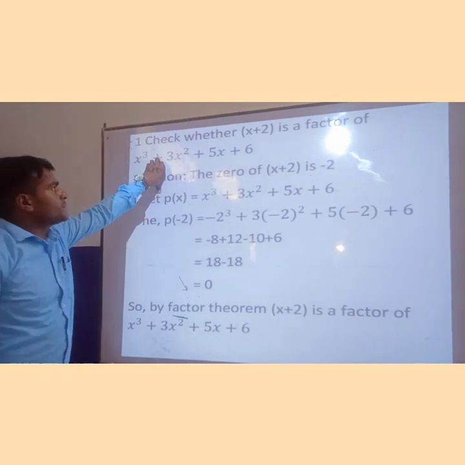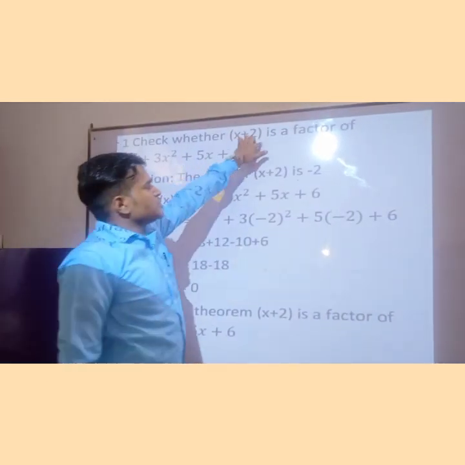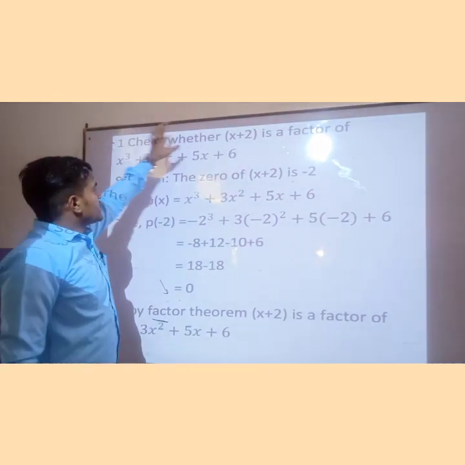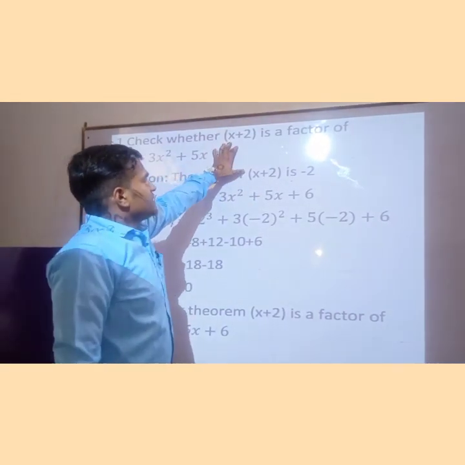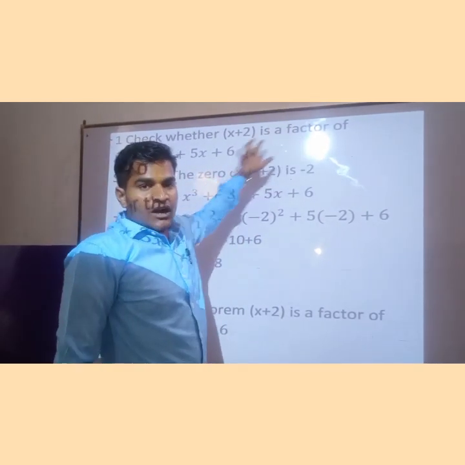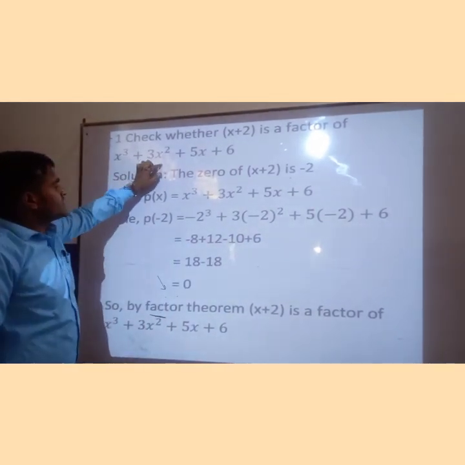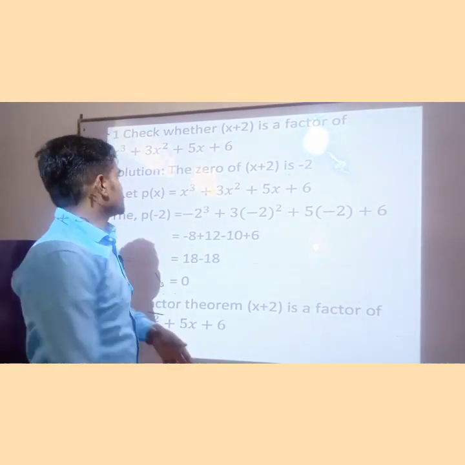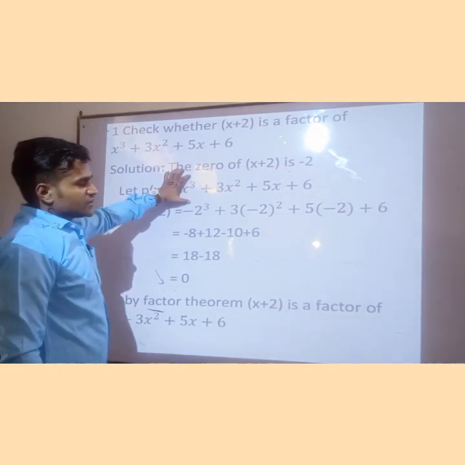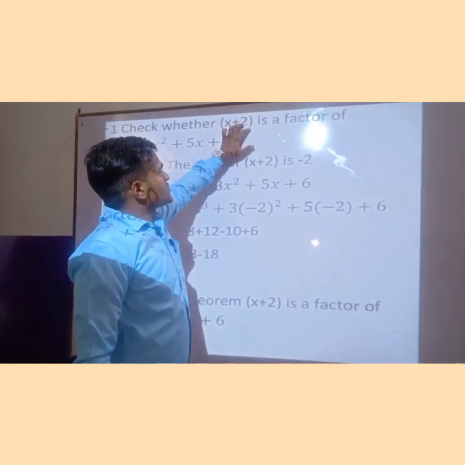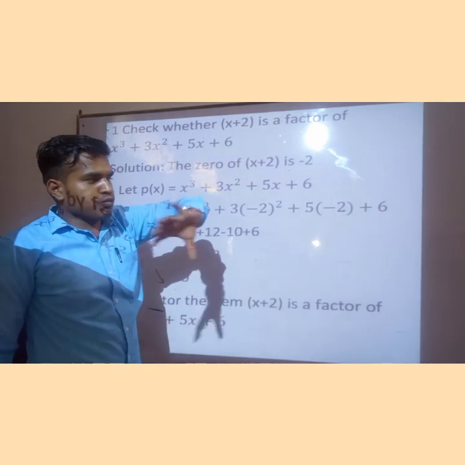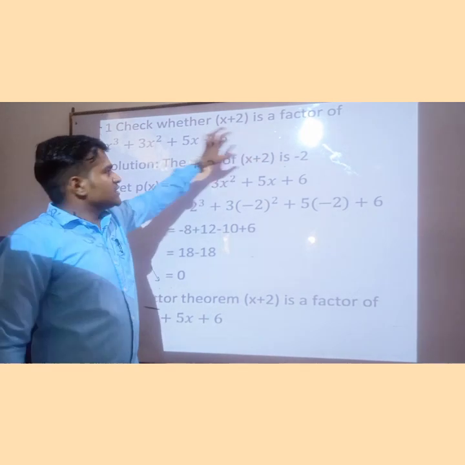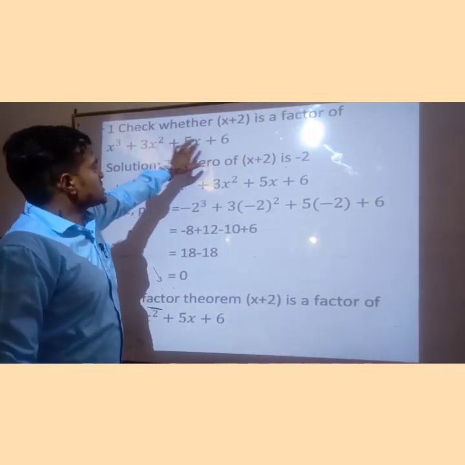Students, we have to check whether x plus 2 is a factor of x cube plus 3x square plus 5x plus 6. The equation is given. Check that x plus 2 is a factor of the given polynomial x cube plus 3x square plus 5x plus 6, by using the remainder theorem.